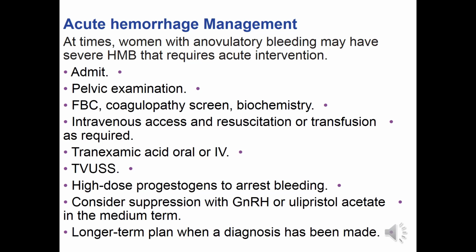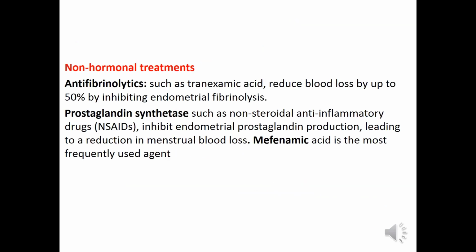Non-hormonal treatment: antifibrinolytics. Antifibrinolytics such as tranexamic acid reduce blood loss by up to 50% by inhibiting endometrial fibrinolysis. Prostaglandin synthetase inhibitors such as non-steroidal anti-inflammatory drugs inhibit endometrial prostaglandin production, leading to a reduction in the menstrual blood loss. Mefenamic acid is the most frequently used agent.